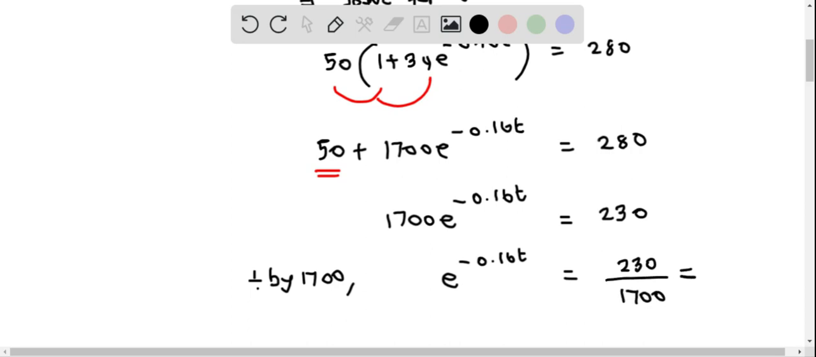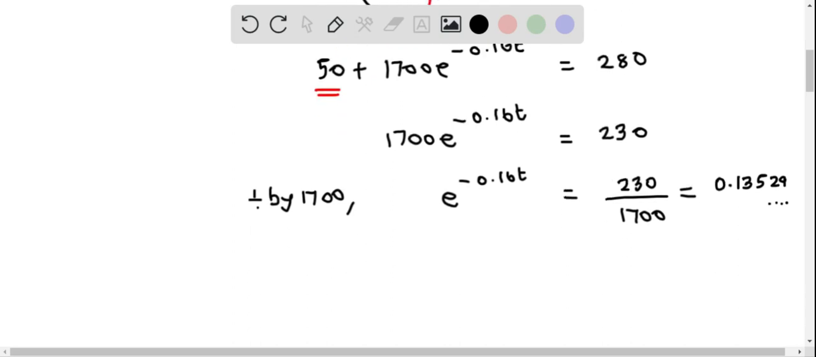We can approximate this. When you plug this into the calculator, we get the value as 0.13529, and then these numbers keep recurring. It's continuous, not terminating. Or we can just keep this quantity as it is, because we are going to apply the logarithm on both sides. It's better I consider this as a fraction. So let me rewrite this: e raised to the power of negative 0.16 t is equal to 230 over 1700.